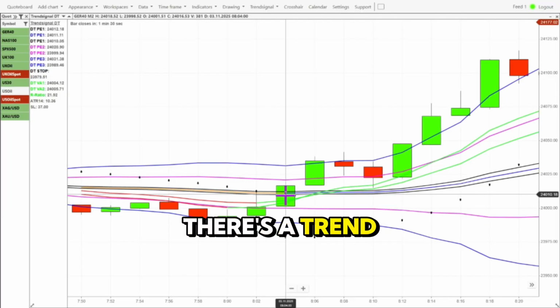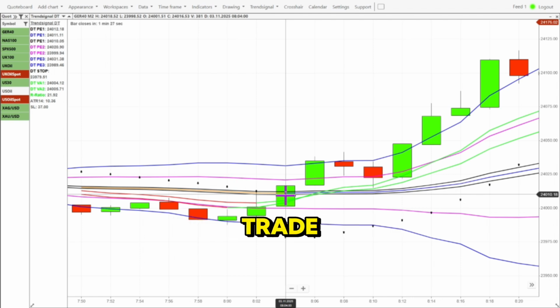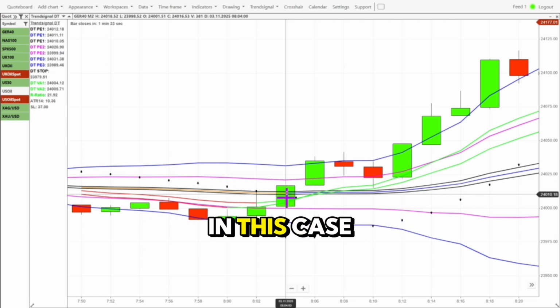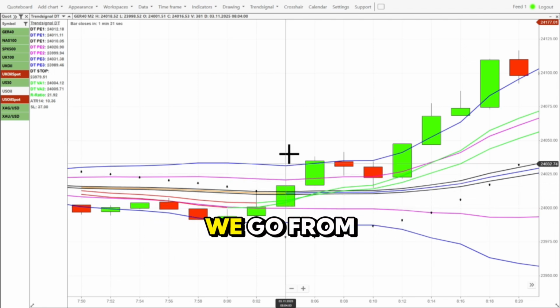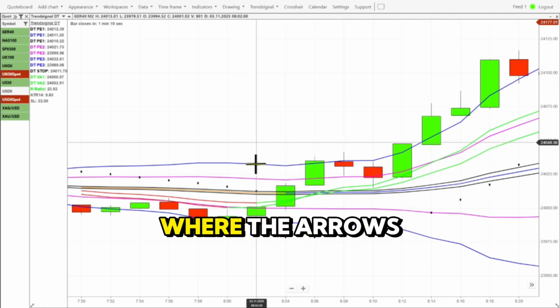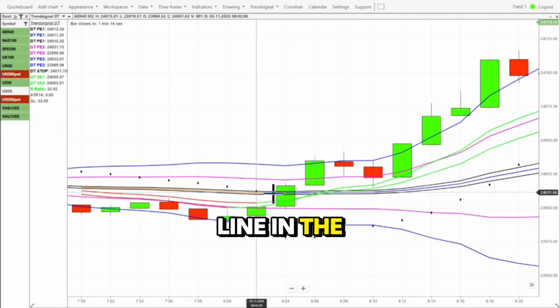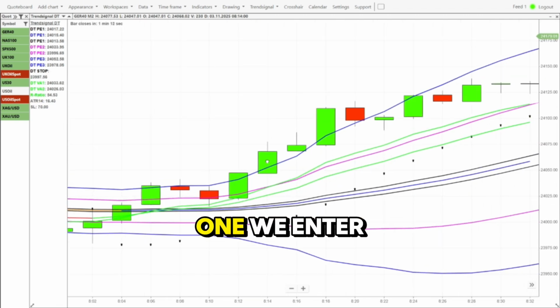And finally, there's the trend direction. Now, with this particular style of trade, called an explosive trade, we can trade with or against the trend, so we don't really care. In this case, the trend is actually against us. We go from this candle to this candle, where the arrows flip between, and we can see in between there's an orange line in the center. So on this one, we enter.